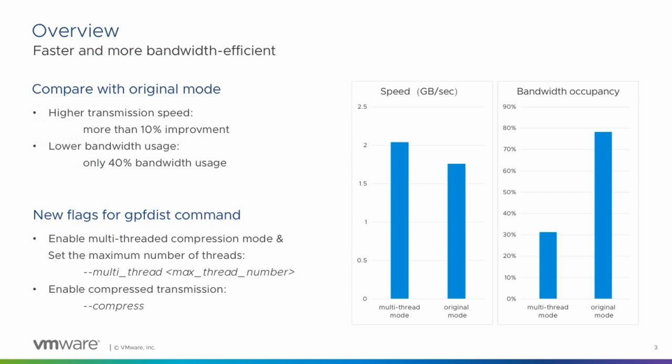In the new version, you can enable multi-threaded compression and transmission mode by using the new flag, multi-thread, and configure the maximum number of working threads. Alternatively, you can enable single-threaded compression mode with the flag, compress, to reduce bandwidth usage.